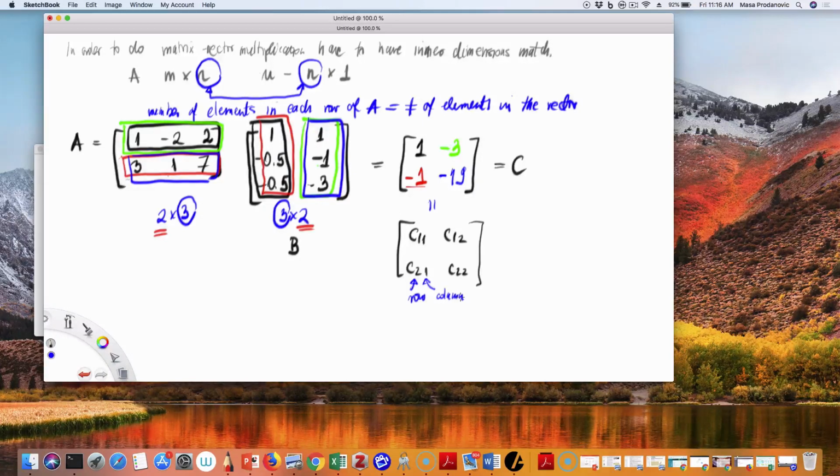So if I were to formalize this a little bit, when I look at C21, my C21 is the dot product of the second row of A and the first column of B. And the best part of this digital thing, it does have an eraser.